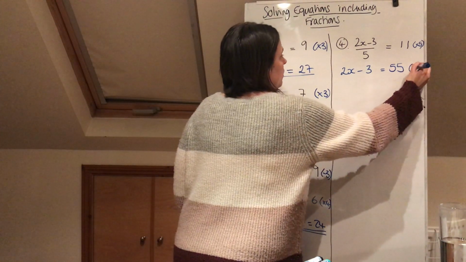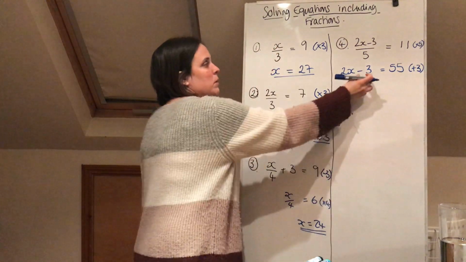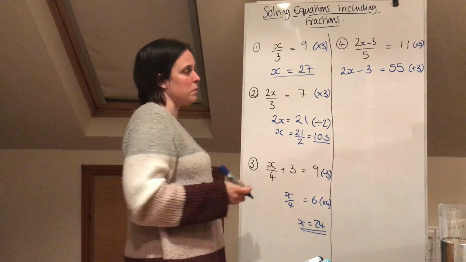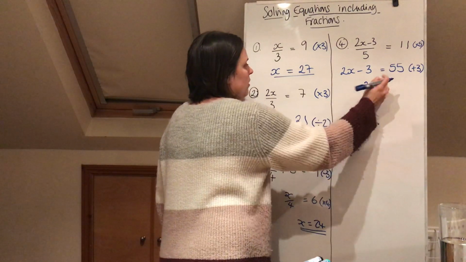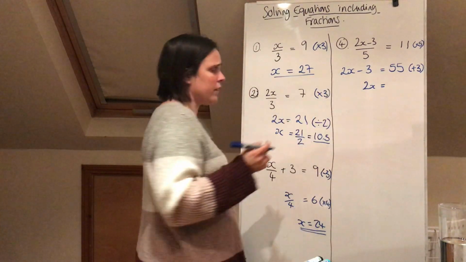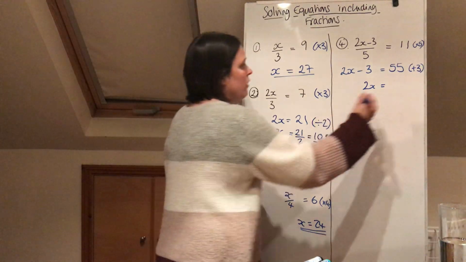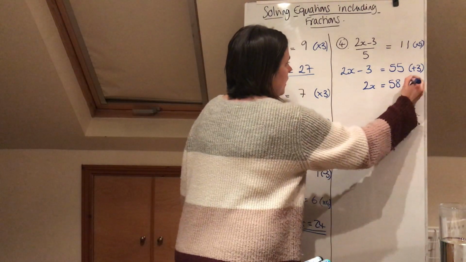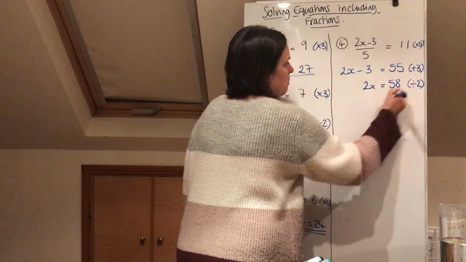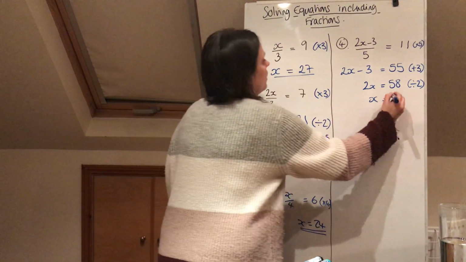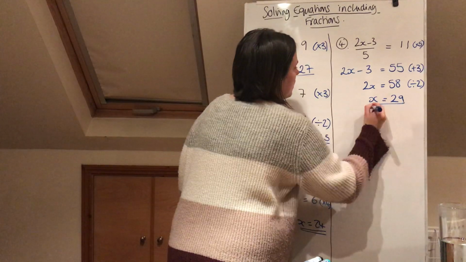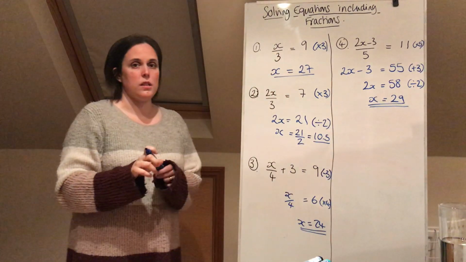So we're going to add 3 to both sides. Remember, you want to get rid of the plus or minus bit first. So if we do that, if it's -3, we +3. If we add 3 to 55, we get 58. And then we're going to divide by 2. And if we divide that by 2, we get 29. And it's nice and simple.